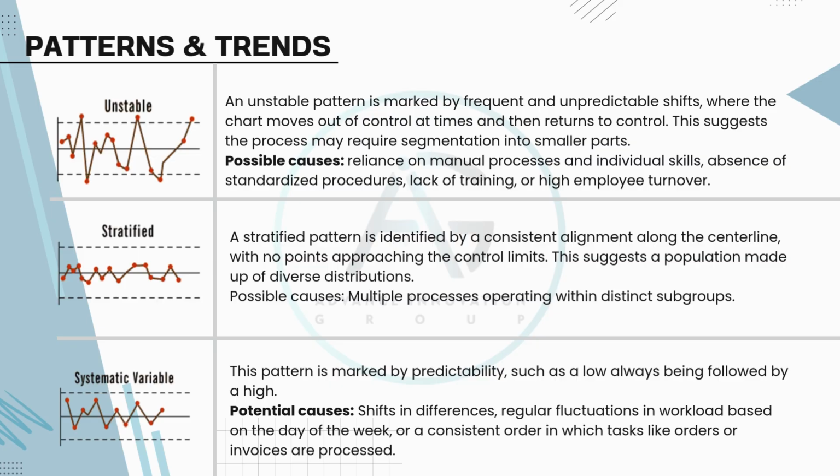Systematic variable pattern. This pattern shows predictable shifts, like a repeating low-high-low pattern. It reflects a cyclical behavior in the process. Potential causes: day-of-week effects, workload fluctuations, consistent scheduling patterns in tasks such as invoice processing. Recognizing these predictable trends helps in planning and adjusting resources or schedules accordingly. Understanding these patterns allows us to go beyond just detecting out-of-control points and start diagnosing underlying structural issues within the process.